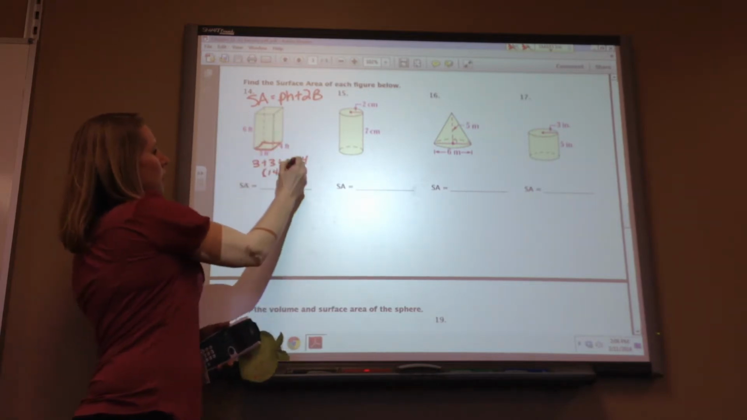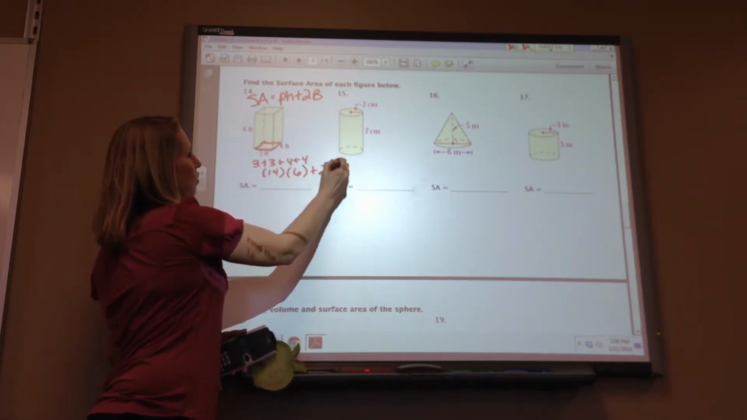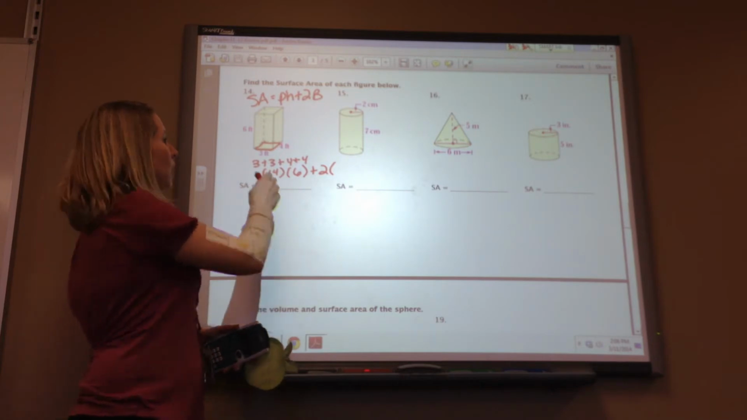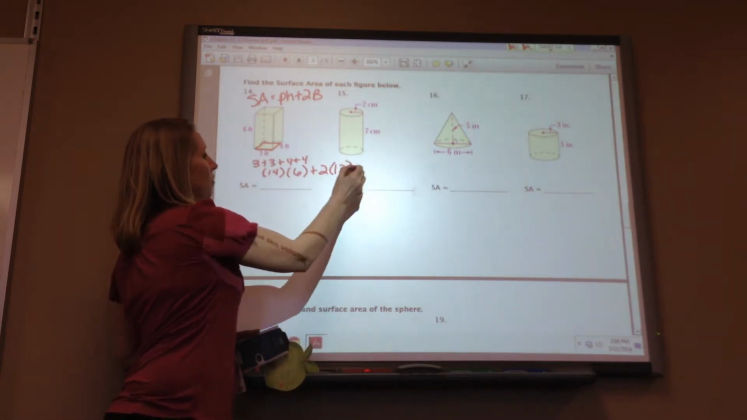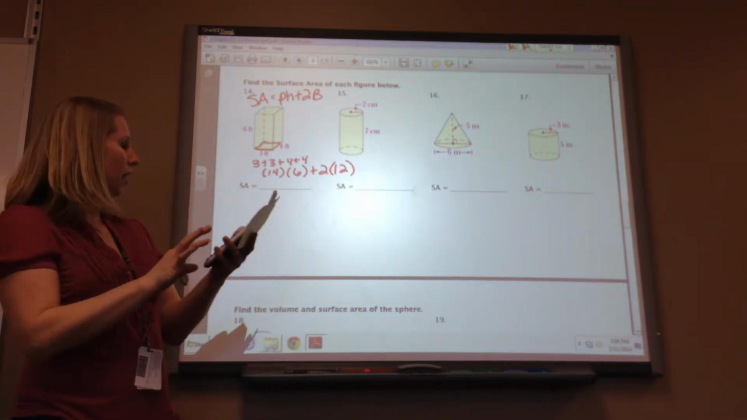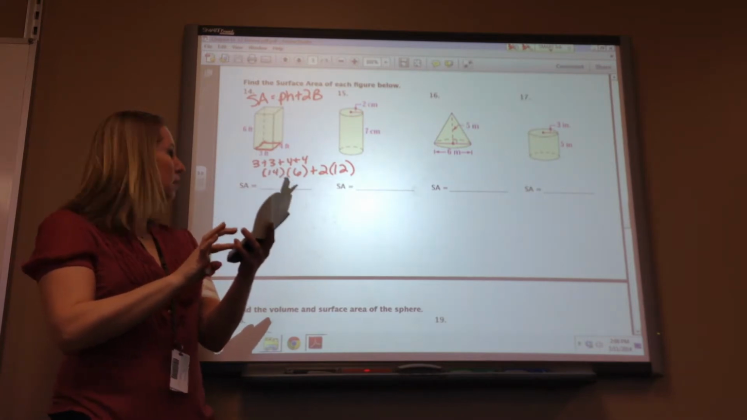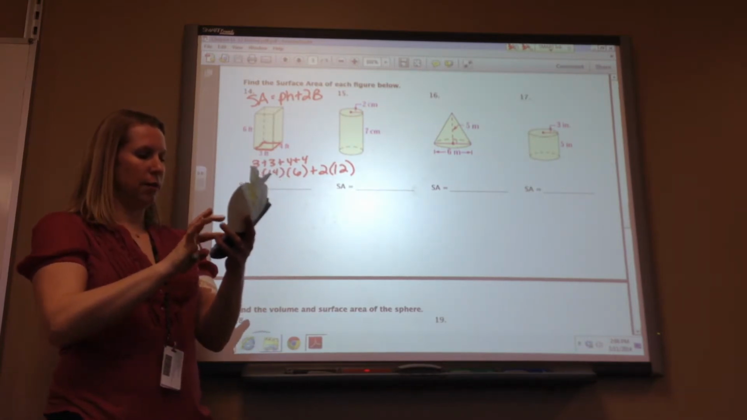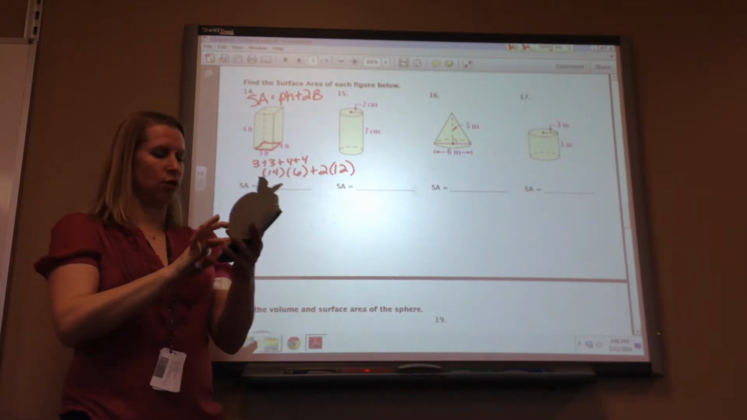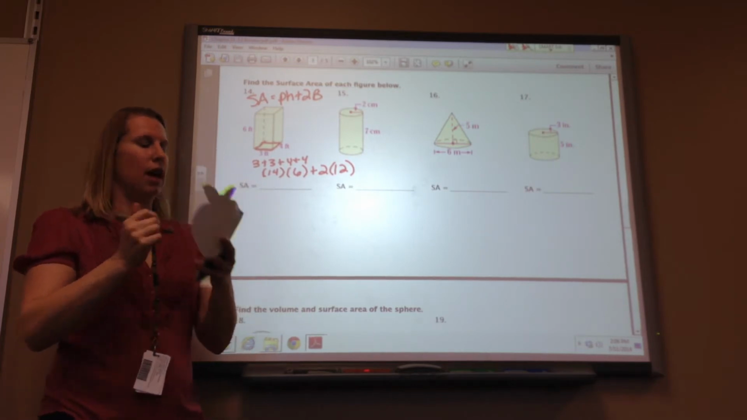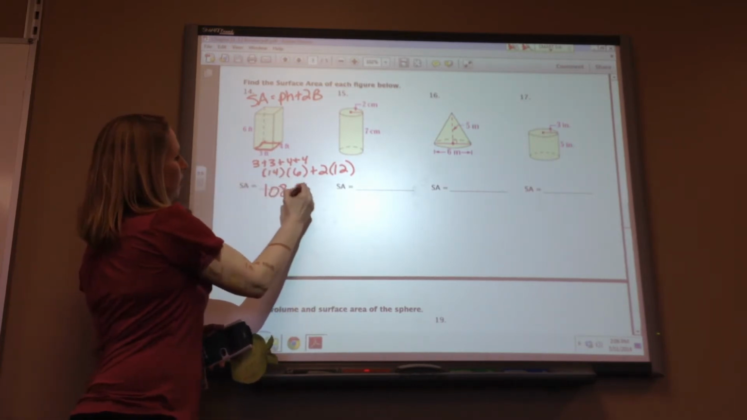The height is 6 plus 2 times the base area, which would be 3 times 4 or 12. And you can just type that in the calculator. So 14 times 6 plus 2 times 12. I got 108 feet squared.